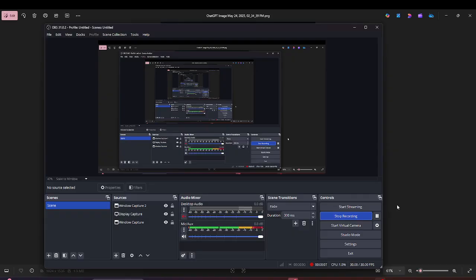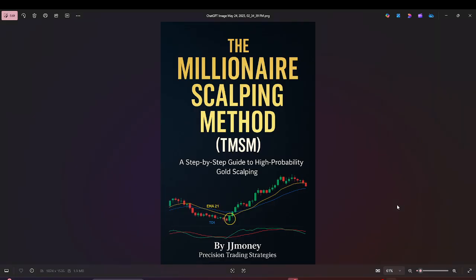Now, I'm unleashing a strategy called the Millionaire Scalping Method, TMSM. A step-by-step guide to high probability gold scalping by JJ Money. With this strategy, guys, I think this is the biggest and the most effective strategy I will ever come across since I've been back testing and live trading. And something told me I shouldn't share this, but you know, I'm gonna be sharing this.